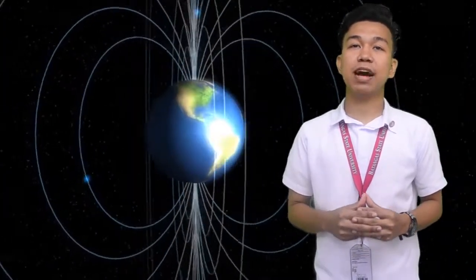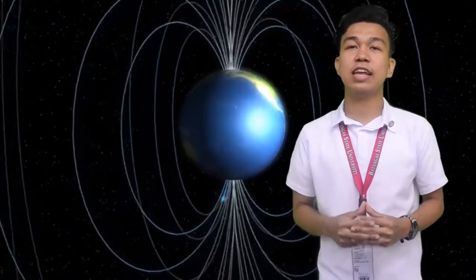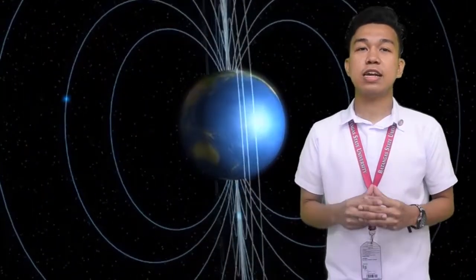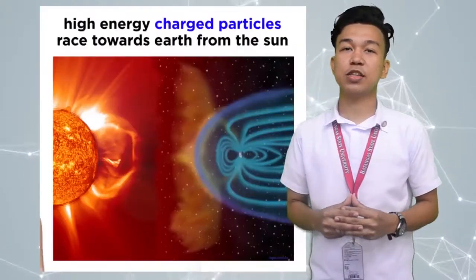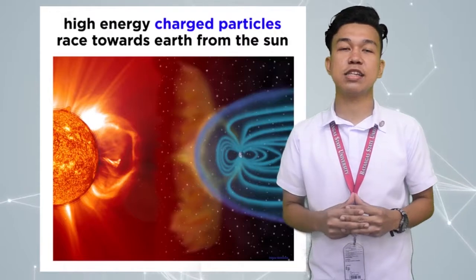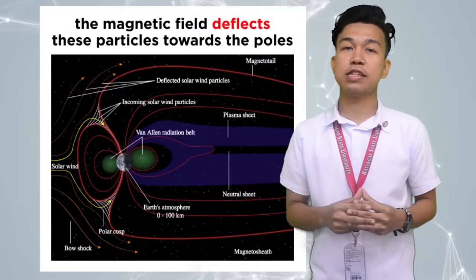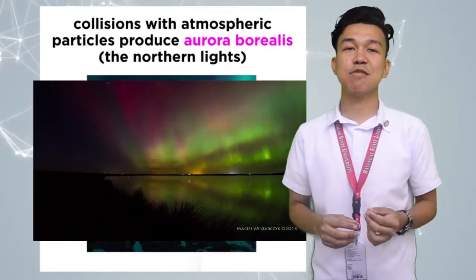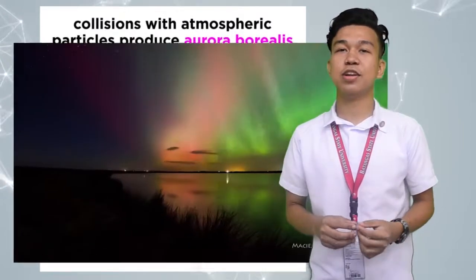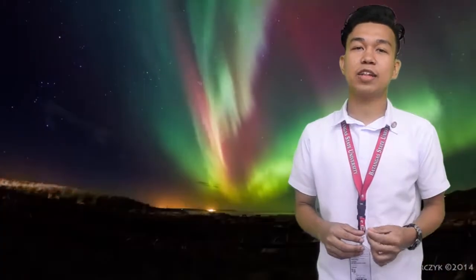There is so much magnetized material in the Earth's core that the magnetic field generated is absolutely immense, stretching far out into space. This field interacts with high-energy charged particles that race towards us from the sun and deflects them towards the magnetic poles to produce the aurora borealis when these particles collide with molecules in our atmosphere. They become excited and release colorful light upon relaxing back to the ground state.